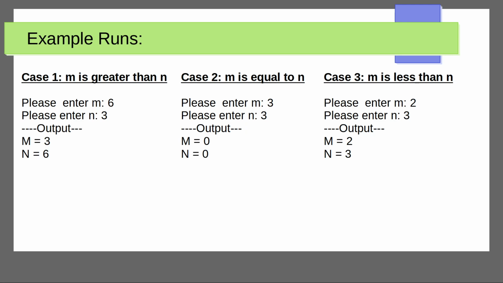So case 1, m is greater than n. So please enter m, 6. Please enter n, 3. And the output is the swap. So m will be 3, n will be 6. Case 2, m is equal to n. So they're equal. As we said in our problem statement, we make them both 0. In case 3, m is less than n. We don't do anything. We just print out the values as they were given to us.